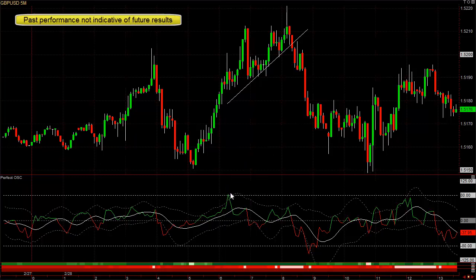This is a big sign that the trend's going to continue up, at least one or usually two more waves. And this is the first time of the day it hit the plus 80 level.